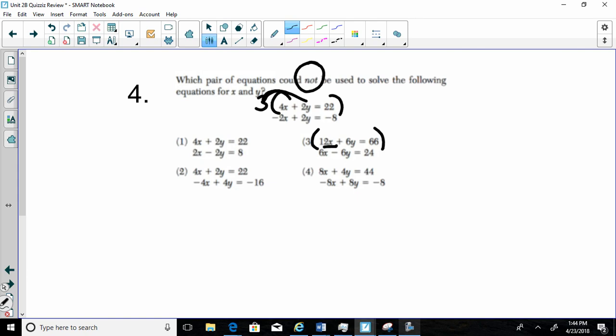Remember, some of them may say which one would get you the same solution, while some of them will say which one would not get the same solution. So they're basically manipulating each one. Does that make sense? Okay.